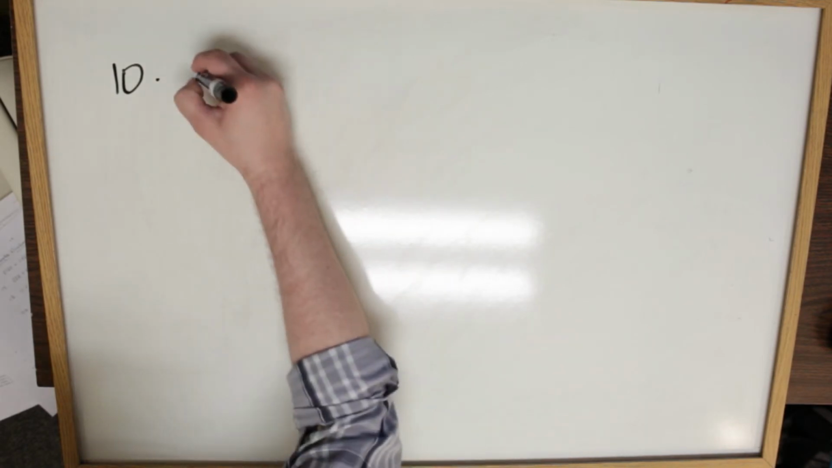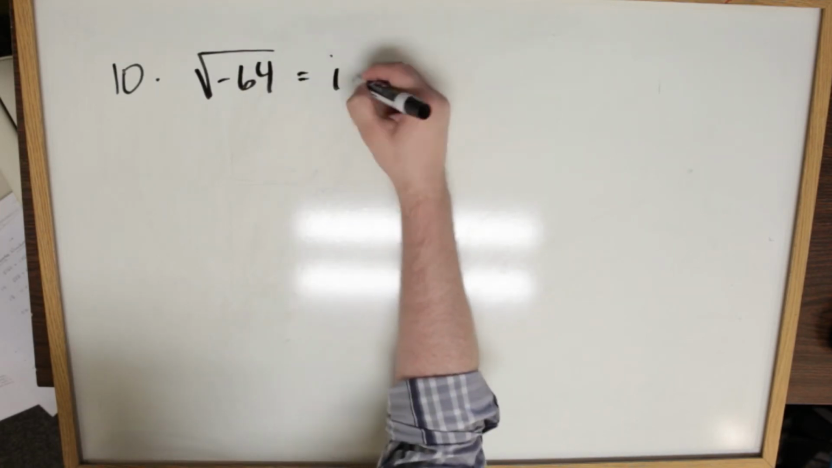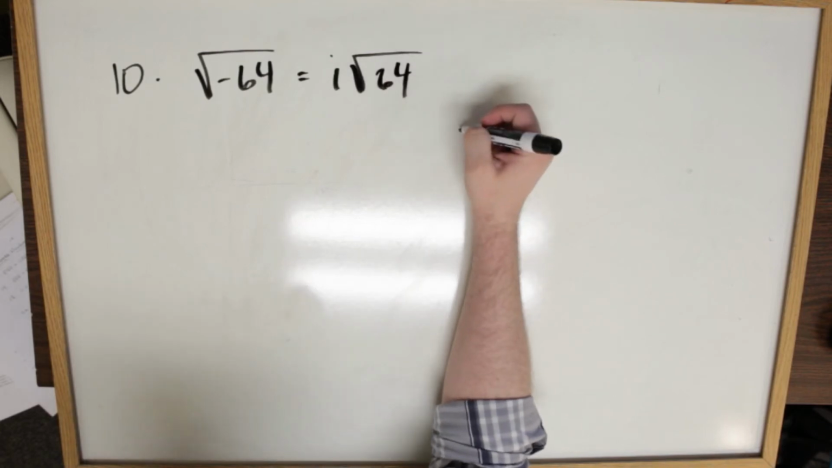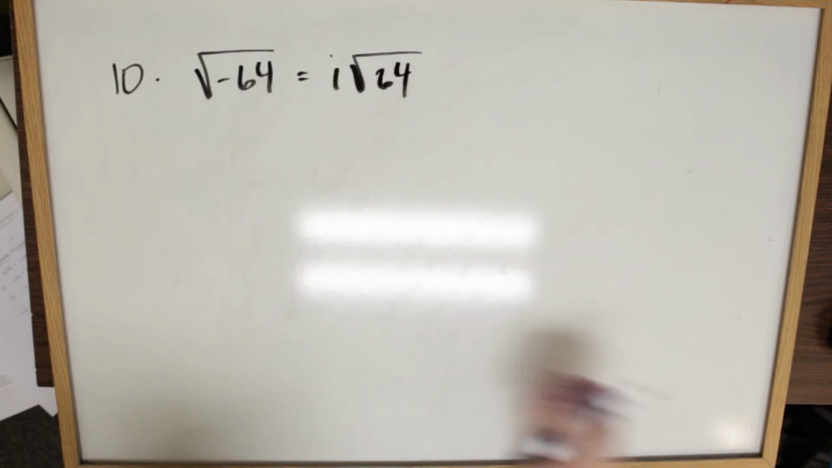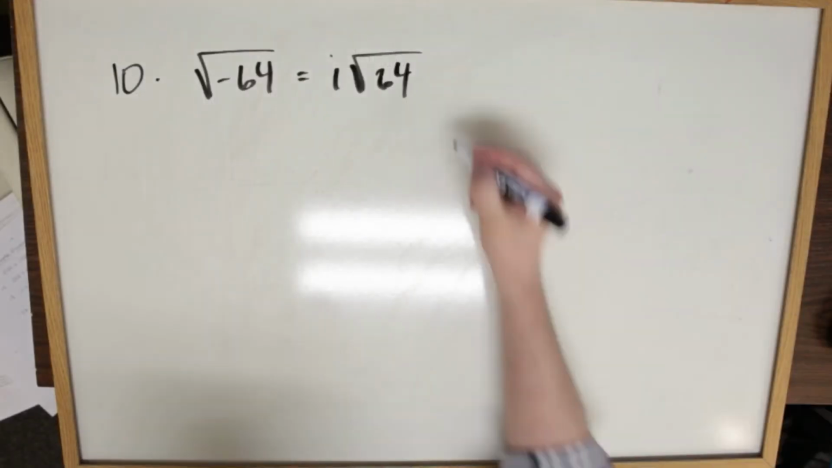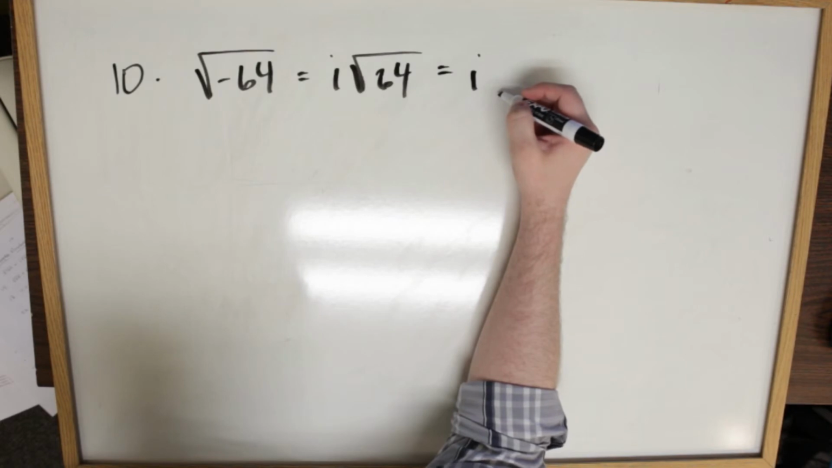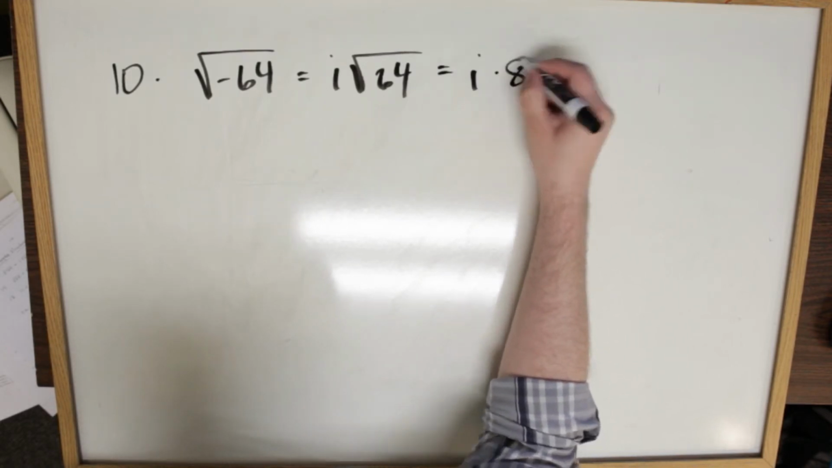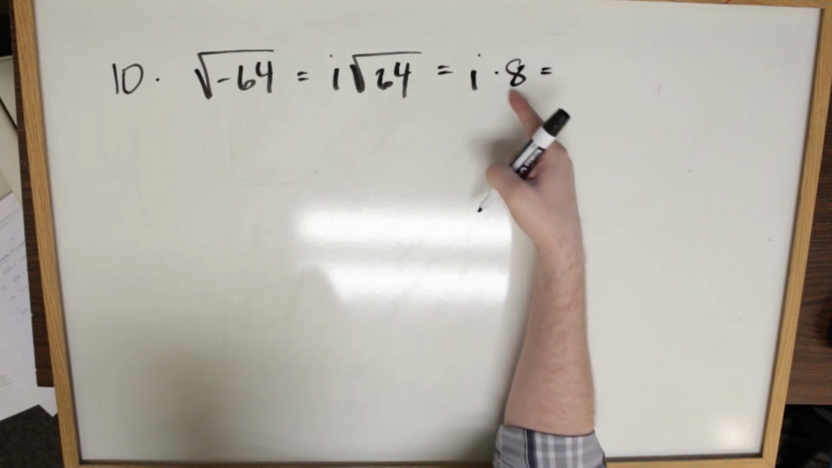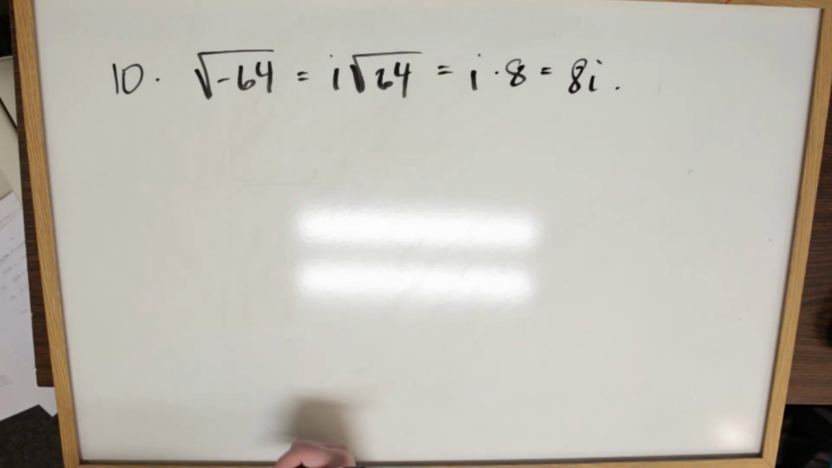So this is question 10. It's asking us to find the square root of negative 64. So this is the same as I times the square root of 64, right? Because remember, based on the notes, if I go back to it, you can see right at the top there, under the imaginary number, I'm going to pull that I right out. So this becomes I times the square root of 64, which is equal to 8. And normally the way that we write this is we put the number in front of the imaginary unit. So this is going to be 8I. Okay? So that's question 10.